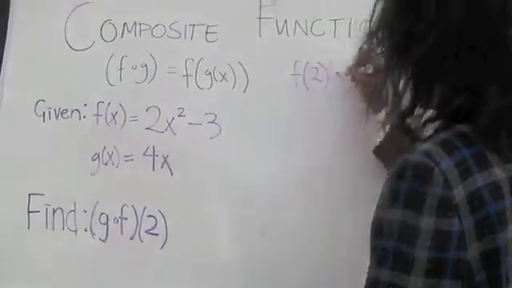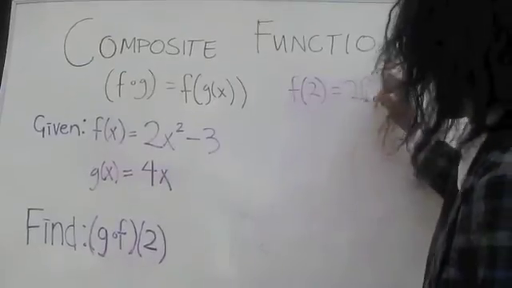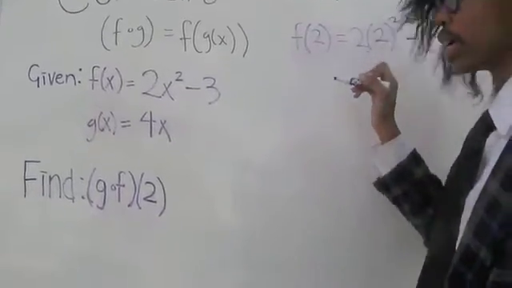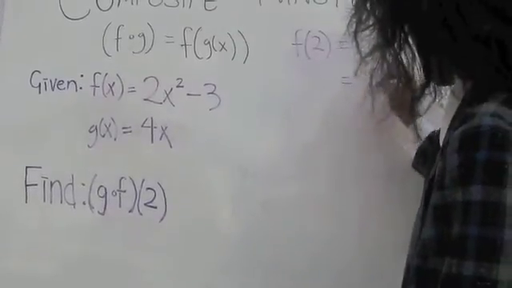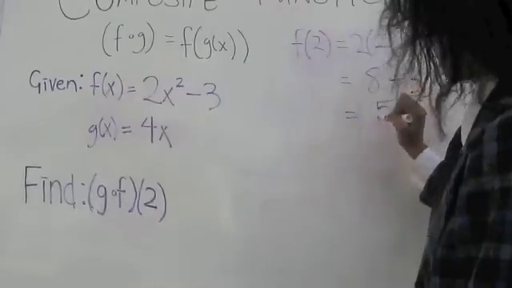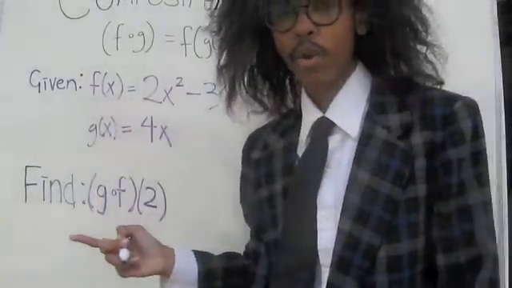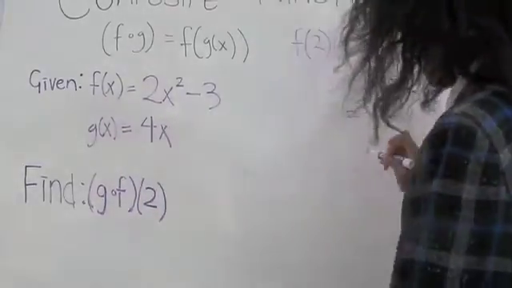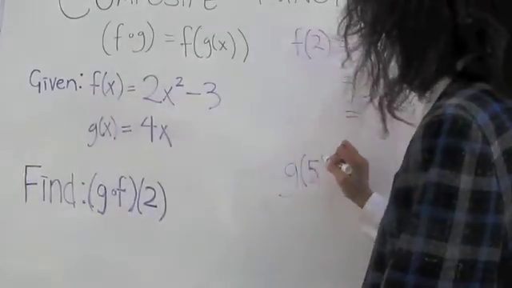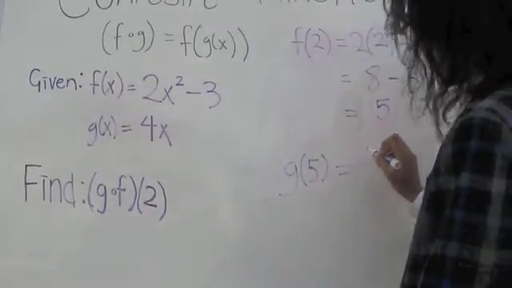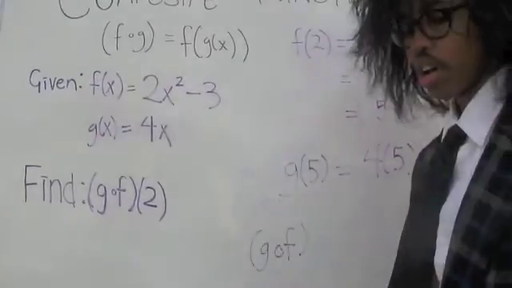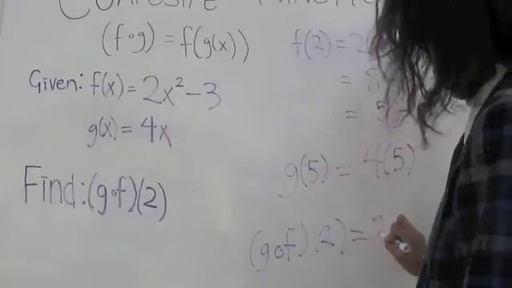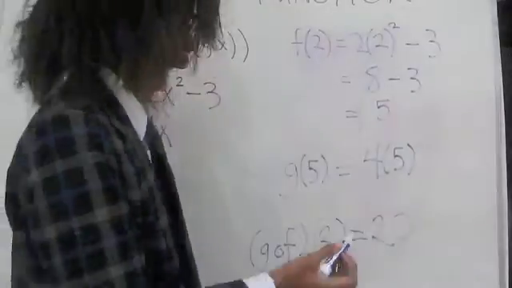f of 2 equals 2 times 2 squared minus 3. 2 squared equals 4. Times 2 equals 8. 8 minus 3 equals 5. That is our f of 2. Now we must plug that answer into our g of x. So let's do that. g of 5 equals 4 times 5. So now we know that g of f of 2 equals 20, as we have just solved.